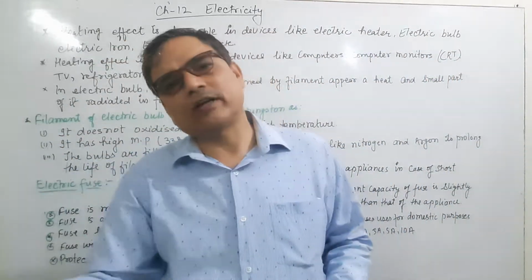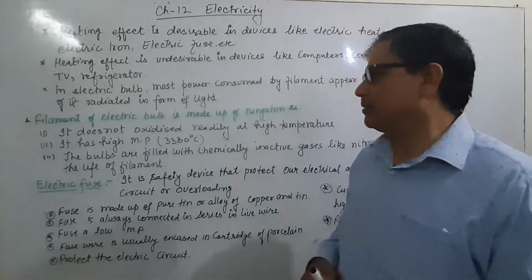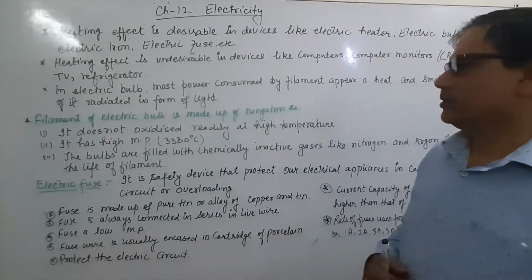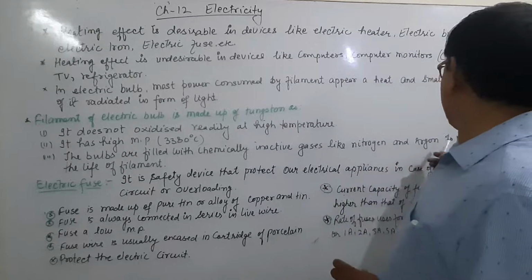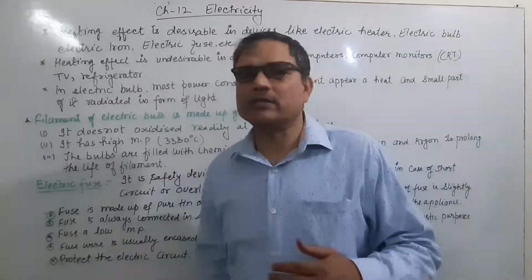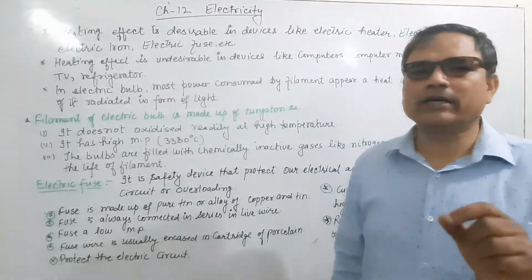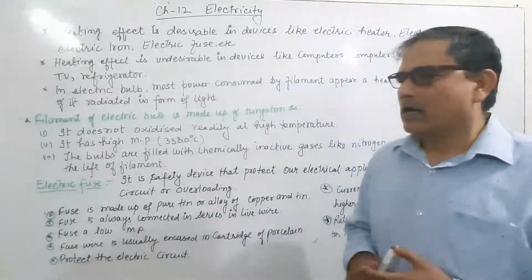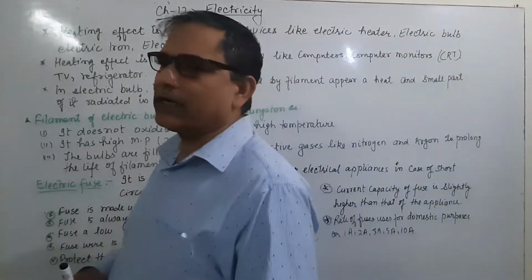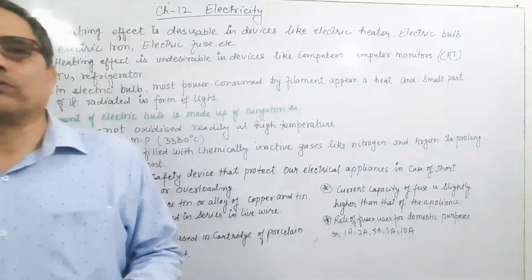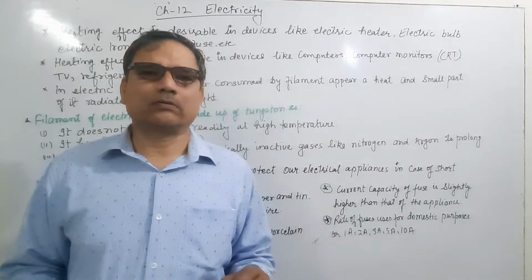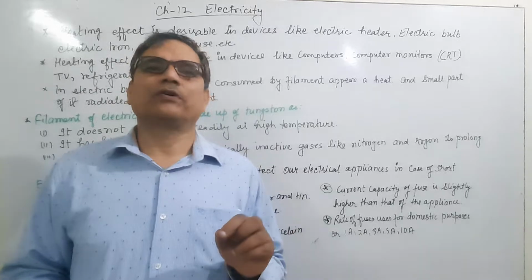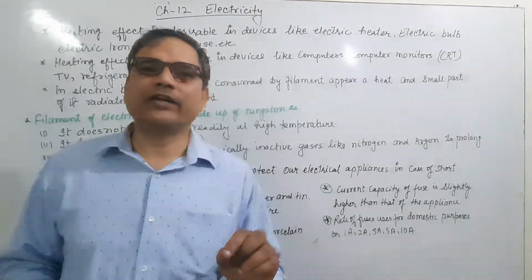And also the second factor, you know it well, is the high melting point. Therefore the life of the filament is more and more by using the inert gases, nitrogen and argon. And the third point is the electric fuse, which also works on the basis of Joule's law of heating effect.